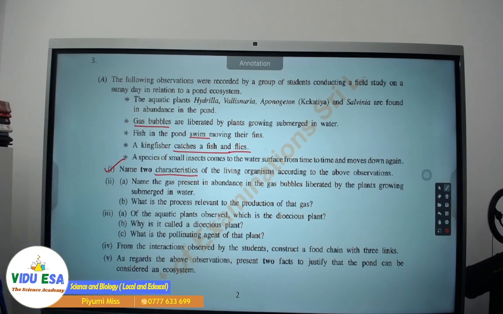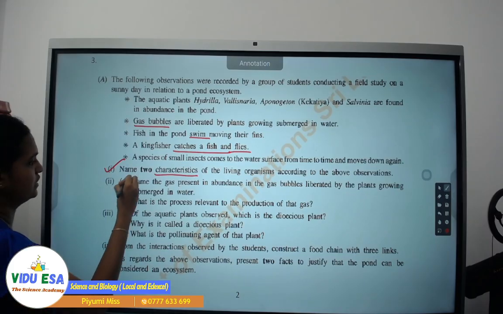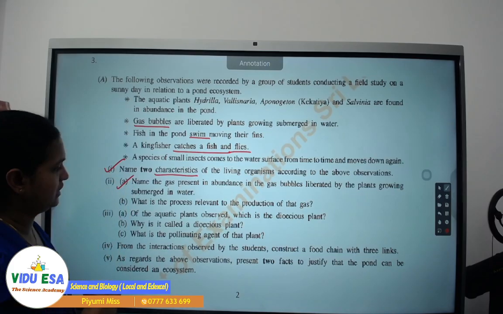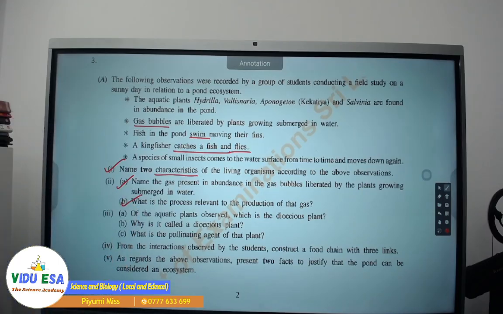Name the gas present in abundance in the gas bubbles liberated by the plants growing submerged in water, that is oxygen, right? What is the process relevant to the production of that gas? That is photosynthesis. Easy. 1 mark for each.